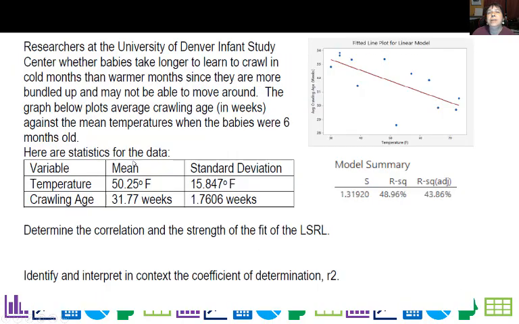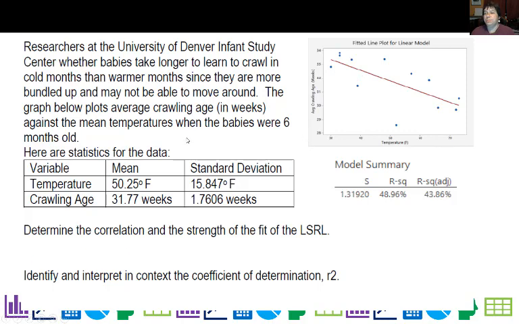So let's go ahead and look at an example. We're actually going to use some of the formulas to calculate a linear regression line, and we're also going to determine correlation. Researchers at the University of Denver Infant Study Center were trying to determine whether babies take longer to learn to crawl in cold months than warmer months, since they are more bundled up and may not be able to move around. And so they graphed the average age in weeks against the mean temperatures when the babies were 6 months old.